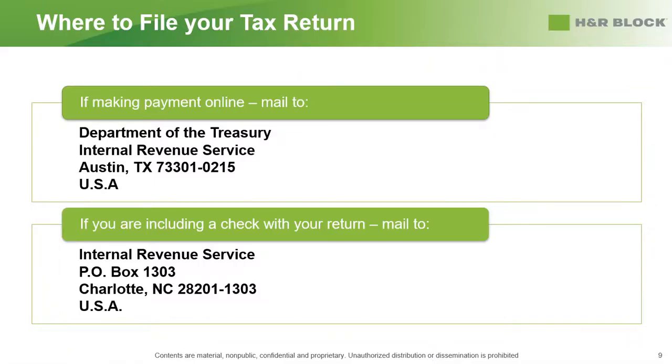Alright, now you are ready to file the returns. Assemble all 4 pages together with the 1040 NREZ on top. Do not staple the pages together, but you can use a paperclip if you wish. Once assembled, you will want to mail the forms to one of these 2 addresses. If paying online, you will mail the forms to Austin. If you're going to include a check with the return, you will mail it to Charlotte.